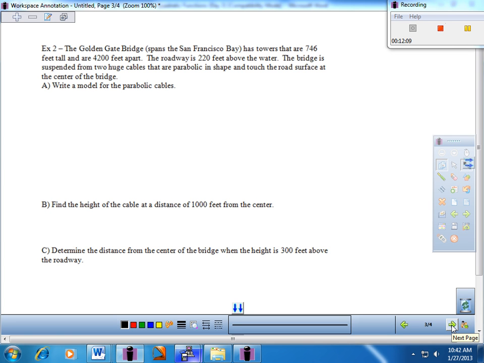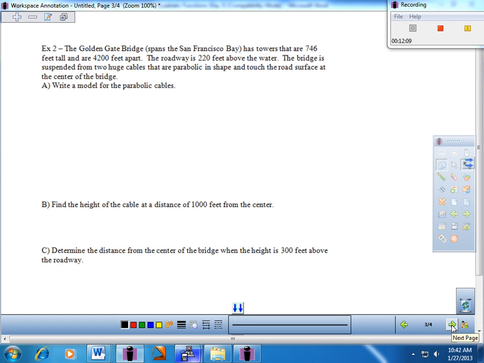So good one right here. I'm going to have to draw this one. I remember interpreting the information as not so straightforward, but regardless, I think we could pull it off. So the Golden Gate Bridge, which spans the San Francisco Bay, has towers that are 746 feet tall, 4,200 feet apart. The roadway is 220 feet above the water. The bridge is suspended from 2 huge cables that are parabolic in shape and touch the road surface at the center of the bridge. Write a model for the cables there.